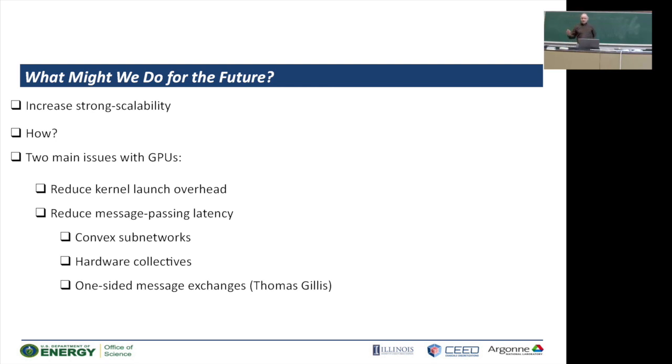Obviously we're beggars, not choosers, because we have to take whatever the industry is building at a reasonable cost. Hardware collectives, for BlueGene, that was dependent on having a convex subnetwork, but I'm not sure that's necessarily the case. And then one-sided message exchanges.